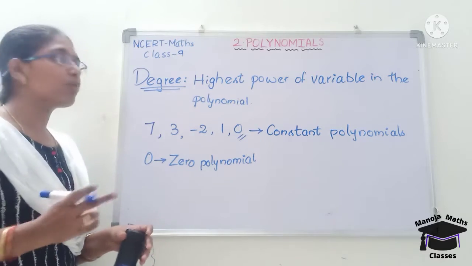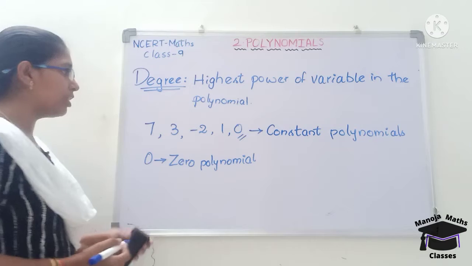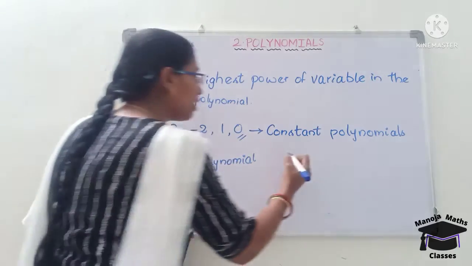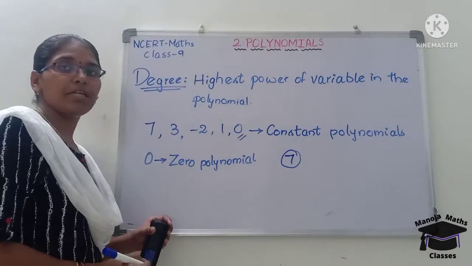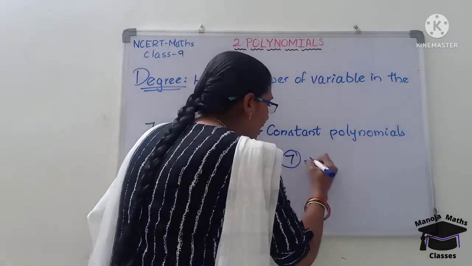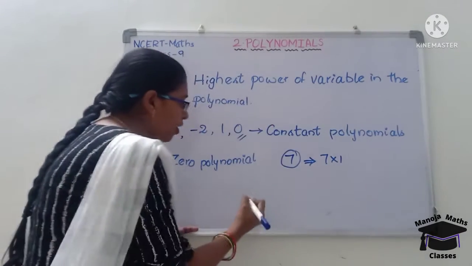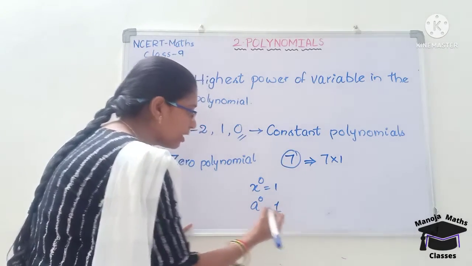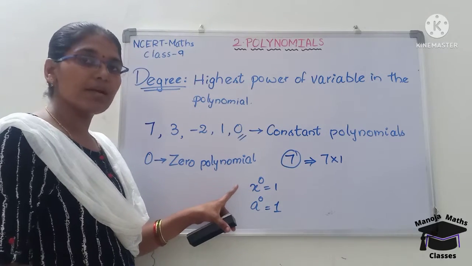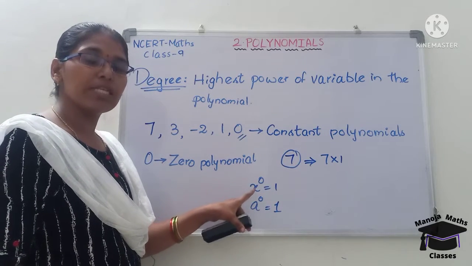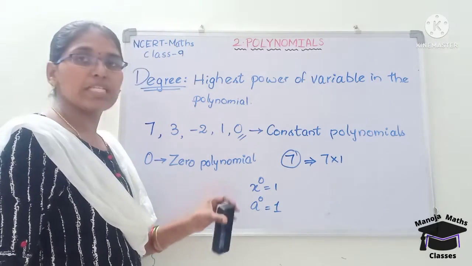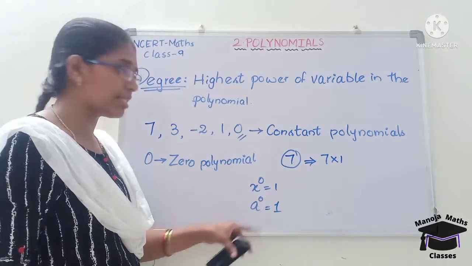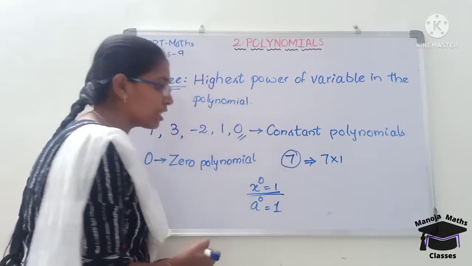So children, you understood what is degree. Degree is the highest power of the variable. So what is the degree of these constant polynomials, children? What is the degree of 7? Think, children. 7 can be written as 7 into 1. You all know, children, x power 0 is nothing but 1. a power 0 is nothing but 1. In x power 0, what is the exponent? 0. Here only x power 0 is there. Only one variable is there. Only one exponent you have, that is 0. So the degree will become what, children? Of x power 0, it is 0.